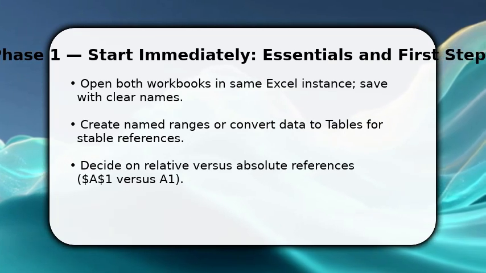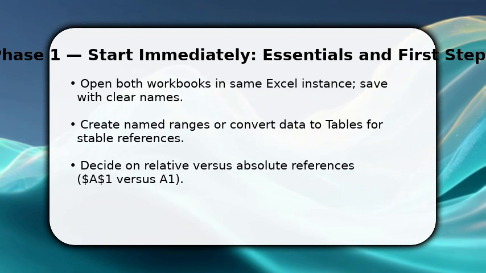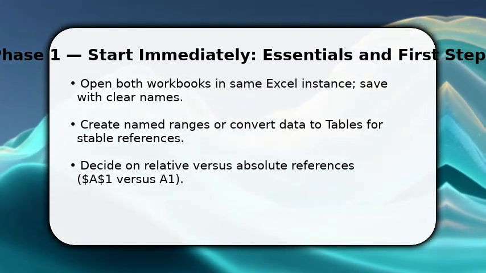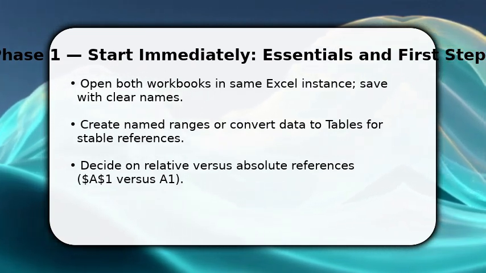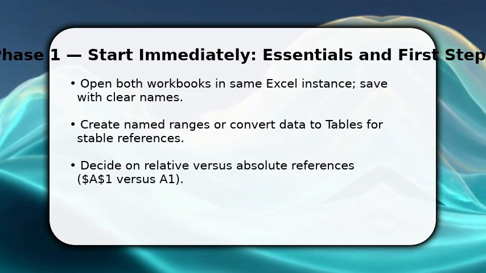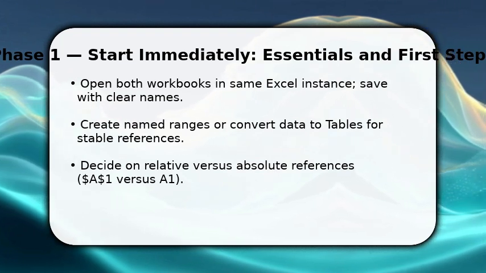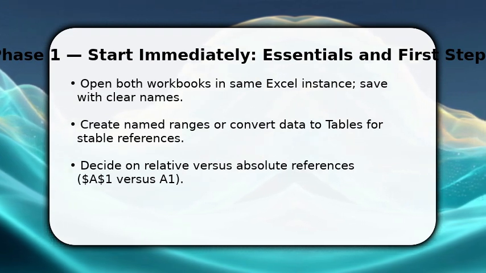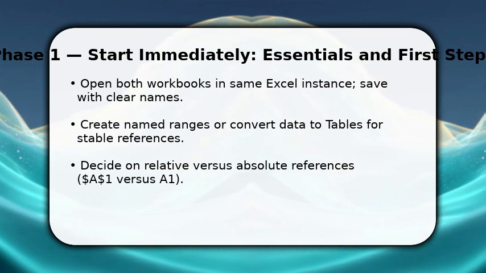Enjoy the video. You already opened both workbooks. Good. First, convert sheet data to tables or create named ranges so links won't break when rows move. Make sure the source workbook is saved with a clear name. Once done, note whether you need relative or absolute addresses because that choice controls how copied formulas behave. Now, select the exact cell or table column you'll link from. Do this early. It prevents reference errors later and keeps your links predictable and robust.